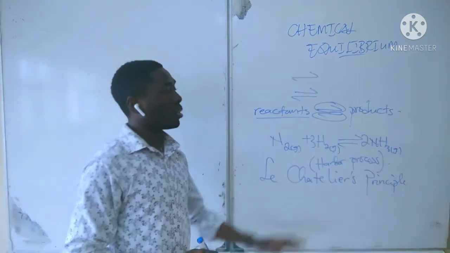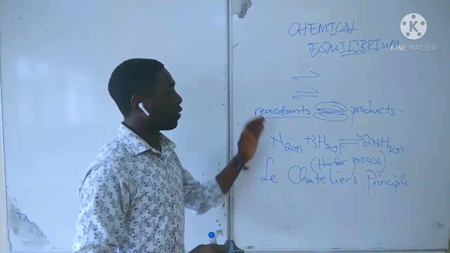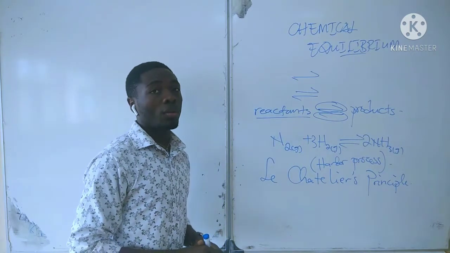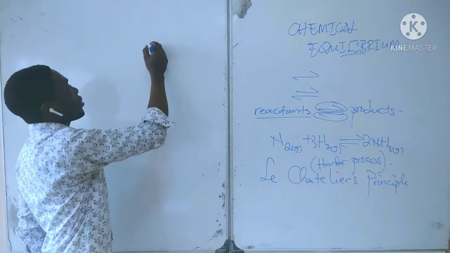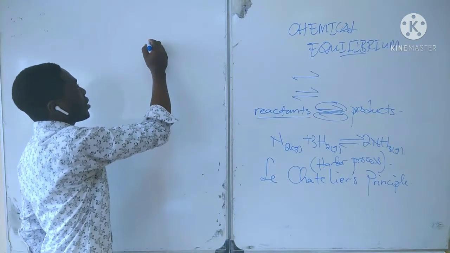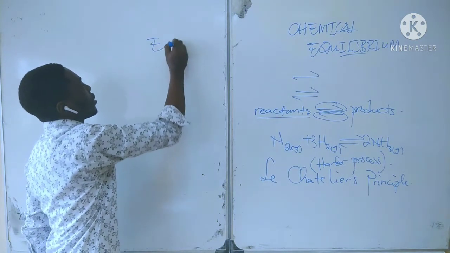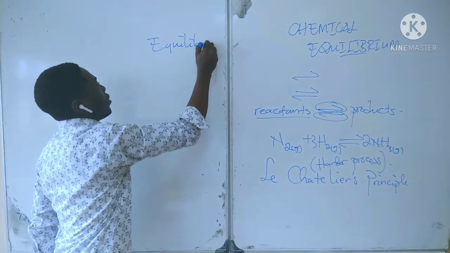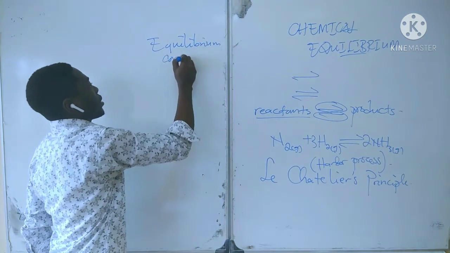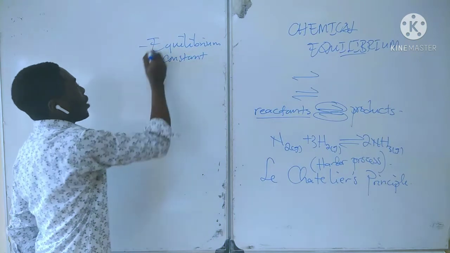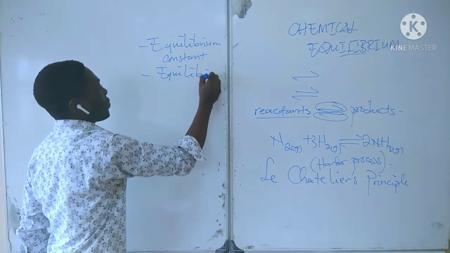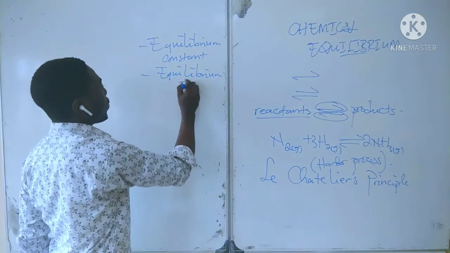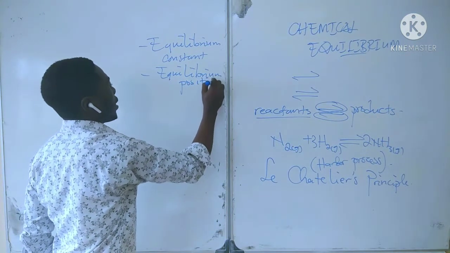Alright, now in this next part of the video, I'm going to be talking about factors that affect the equilibrium. Now we're going to be talking about 2 things here. You're going to have what we call the equilibrium constant, and you're going to have what we call the equilibrium position. Now these 2 things are very different. The equilibrium constant and the equilibrium position are 2 different things.